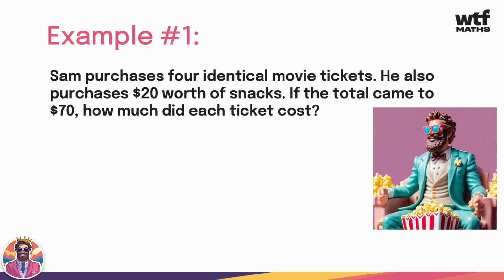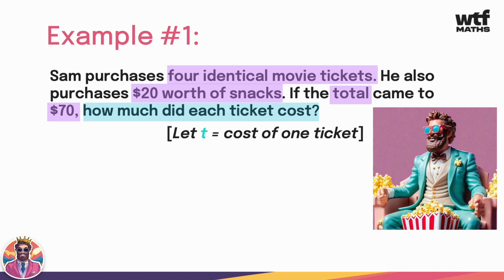So for example, let's read through this question and try to identify what's important. Sam purchases 4 identical movie tickets. He also purchases $20 worth of snacks. If the total came to $70, how much did each ticket cost? First of all, we know that he bought 4 identical movie tickets. He also bought $20 worth of snacks, and the total came to $70. So this is the key information. And the question that we're trying to answer is, how much did each ticket cost?